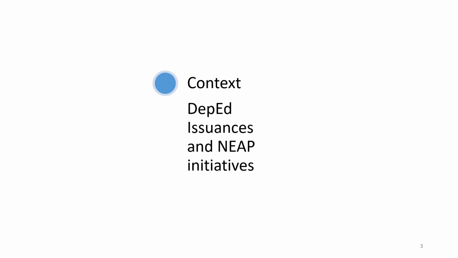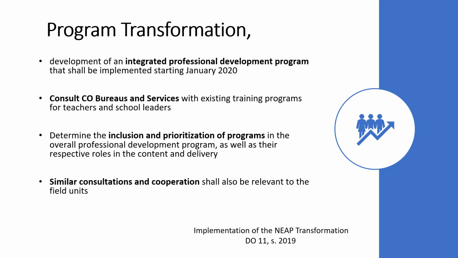To get us started, let us look at the context. In 2019, DepEd Order Number 11, otherwise known as the Implementation of the NAIAP Transformation, was released. It is here that program transformation was included as part of the transformation of NAIAP. Program transformation here refers to the development of an integrated professional development program in the department. Likewise, it was also in this DepEd order that the inclusion and prioritization of programs for professional development was first mentioned. This became the basis for DepEd Order Number 1, Series of 2020, or the guidelines for the NAIAP recognition of professional development programs and courses for teachers and school leaders.